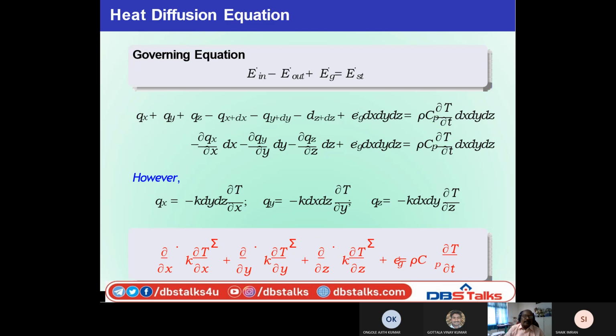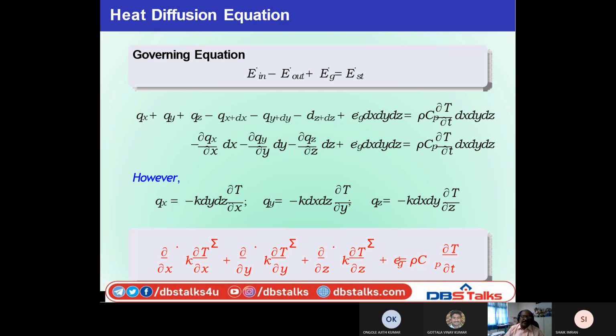For this particular element, we apply the energy equation. Input energy equals output energy. So what is the input energy? The energy in, plus the energy generated inside the element, equals the energy storage plus the energy out.